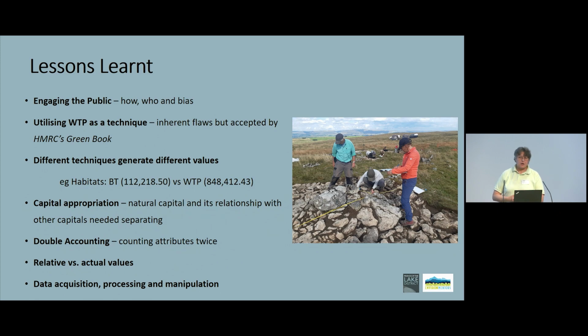Our biggest issue was capital appropriation, which is where natural capital has scooped in all the extra stuff and said, oh, hey, look, this is what we create, whereas what we try to do is reapportion it back out to where it belonged, into other capital areas. Double accounting is something that people always jump up and down about. Lots of people kept telling me you need to be careful about double accounting, so we took a long time to try and split things out so you don't account for the same attribute twice and financially value it twice and therefore wreck the accounting system.